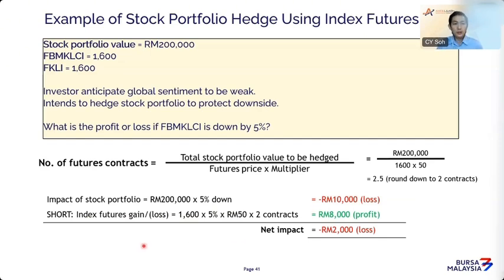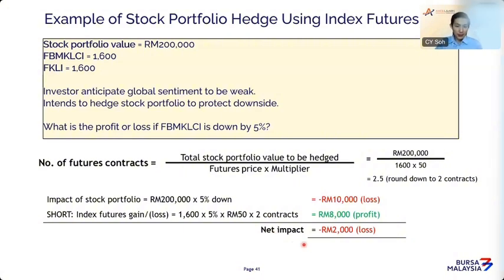And because you have a short position in your index futures, so 1,600 times 5%, that would be 80 points. So 80 points times $50 per point times your 2 contracts. So in your futures trading account, you will be making 8,000 ringgit of profit. So you add these two things together, your net impact would be only $2,000 losses.